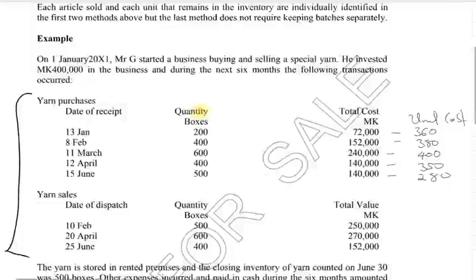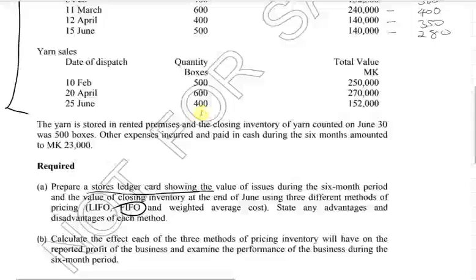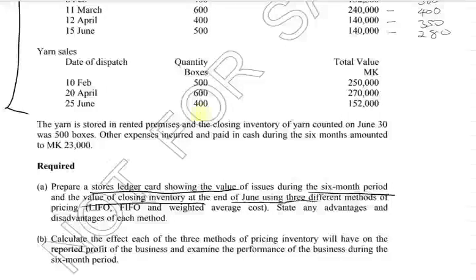So this is what is happening. For us to come up with the requirement is to come up with a stock ledger showing the value of issue during the 6 month period and the value of closing stock at the end of June, using the different methods, LIFO, FIFO, and weighted average, and state the advantages and disadvantages. So we start with FIFO.